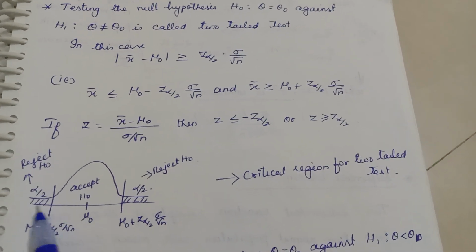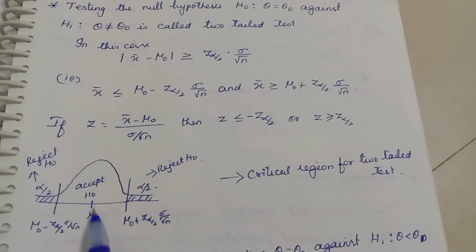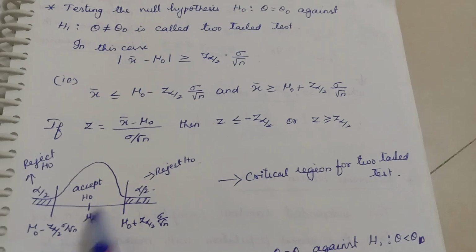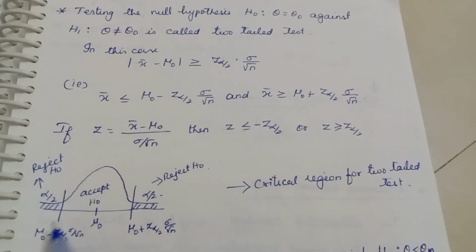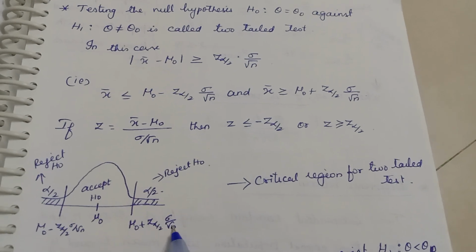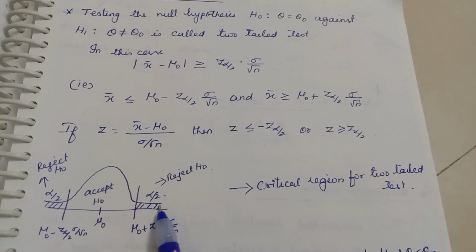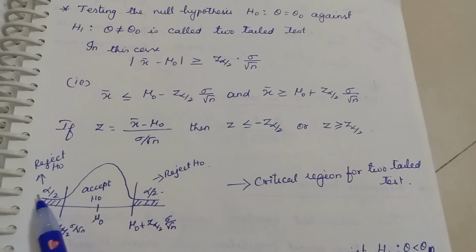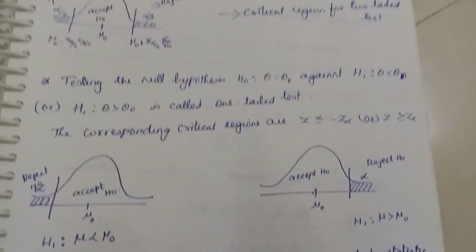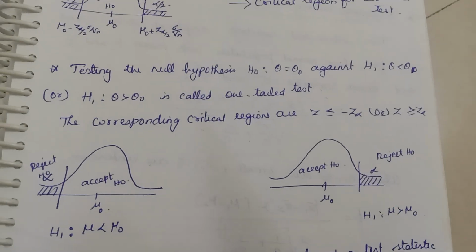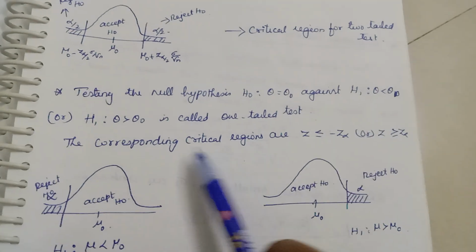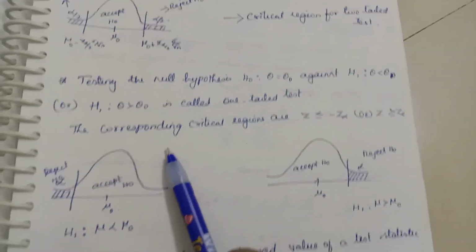See, here this is the normal curve and this is mu naught, and we accept H naught in between these two values, that is, mu naught minus z alpha by 2 sigma by root n and mu naught plus z alpha by 2 sigma by root n, and these are called the rejection regions, rejection of H naught. Okay, right. Then testing of the null hypothesis theta equal to theta naught against theta less than theta naught or theta greater than theta naught is called a one-tailed test.